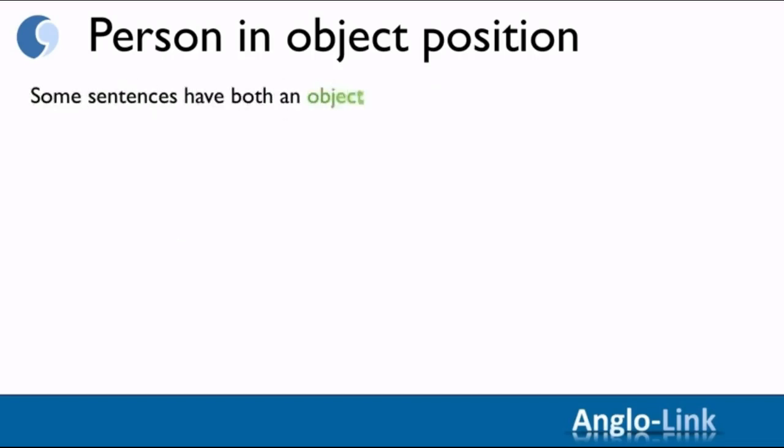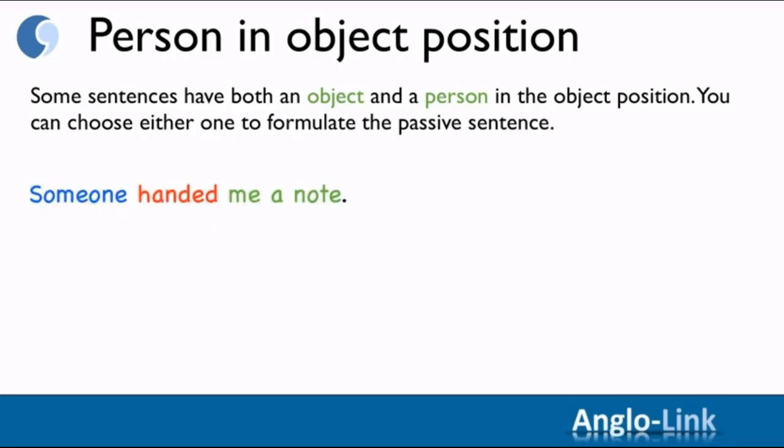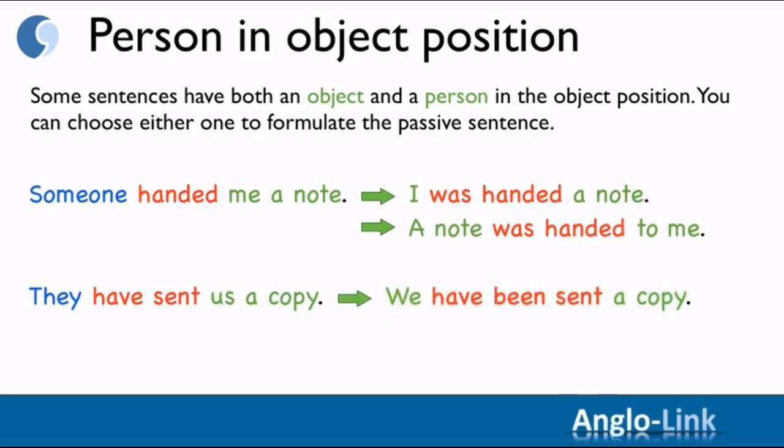Some sentences have both an object and a person in the object position. You can choose either one to formulate the passive sentence. For example, someone handed me a note. You could say, I was handed a note, or a note was handed to me. Another example, they have sent us a copy. We have been sent a copy, or a copy has been sent to us.